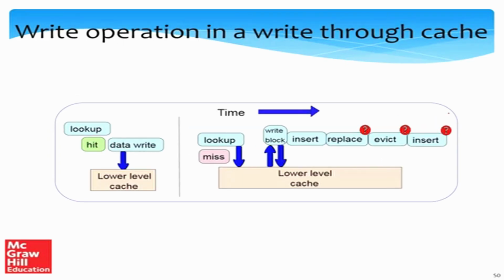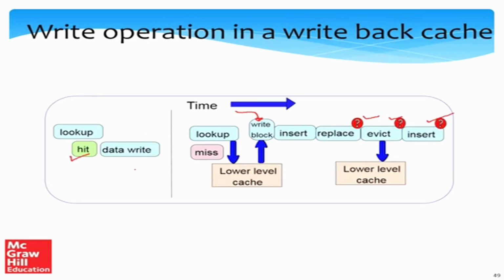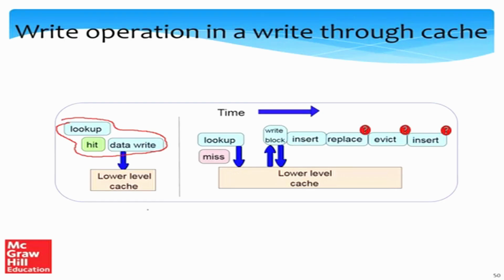If it's a write through cache, something else needs to be done. So if it's a write through cache, this part remains the same. In the case of a hit, we do a lookup and a data write, but we also send the write to the lower level. If you look back at the previous slide, this was not happening over there. But in the case of a write through cache, whenever we write, we need to send it to the lower level.